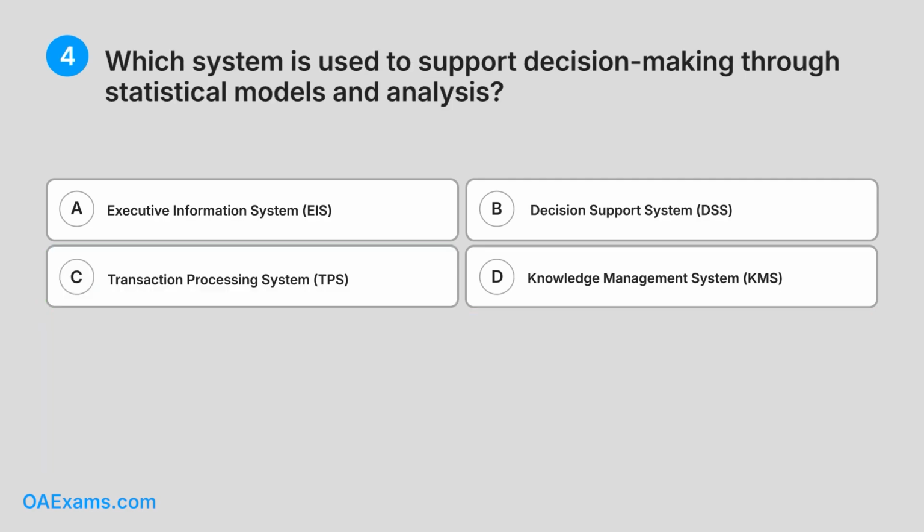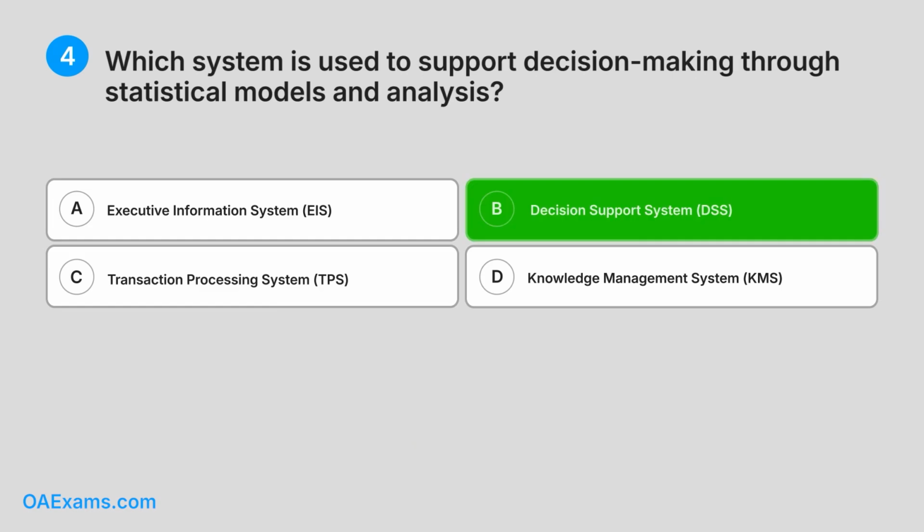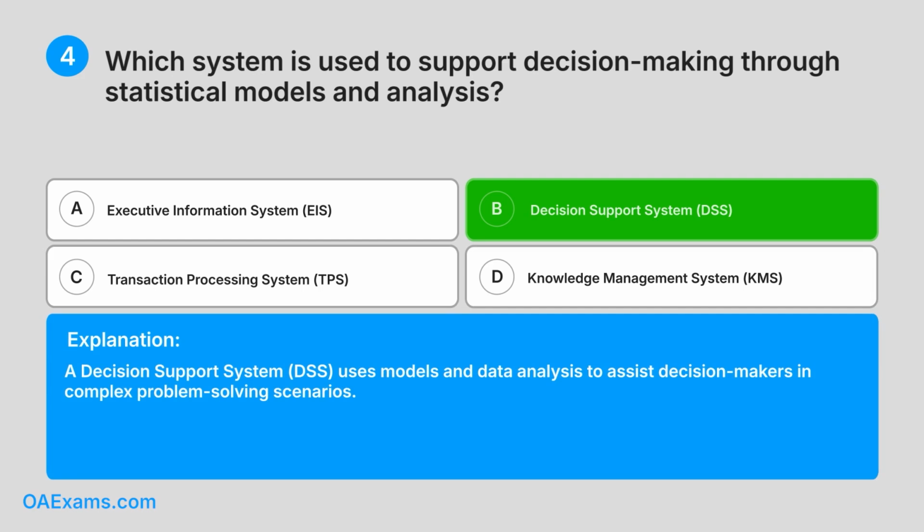4. Which system is used to support decision-making through statistical models and analysis? A. Executive Information System, EIS. B. Decision Support System, DSS. C. Transaction Processing System, TPS. D. Knowledge Management System, KMS. Can you guess the answer? Correct answer. B. Decision Support System, DSS. Explanation. A decision support system, DSS, uses models and data analysis to assist decision-makers in complex problem-solving scenarios.